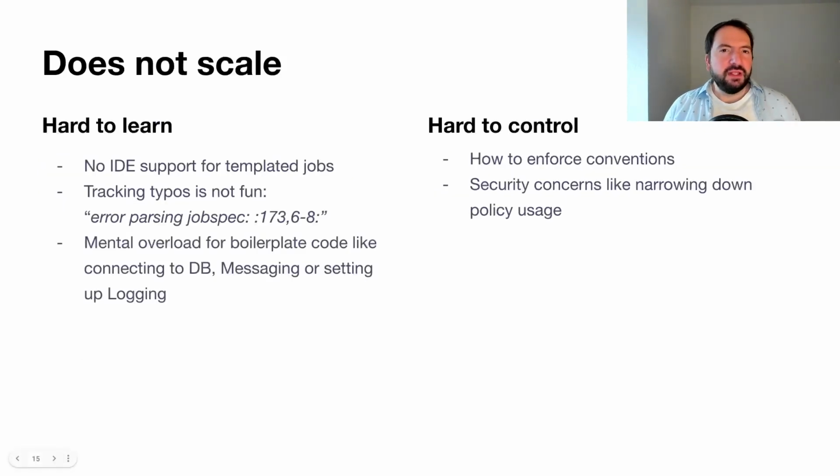So what I see is that in the future, I'm not sure if that approach will scale for us. On the one side, it's hard for developers to learn templated jobs. There's no real good IDE support, especially if you start stitching together these job files from different template fragments. It's really hard to track down parsing errors. You get an error parsing job at line something, and you have to figure out from which part of your template engine that came from.